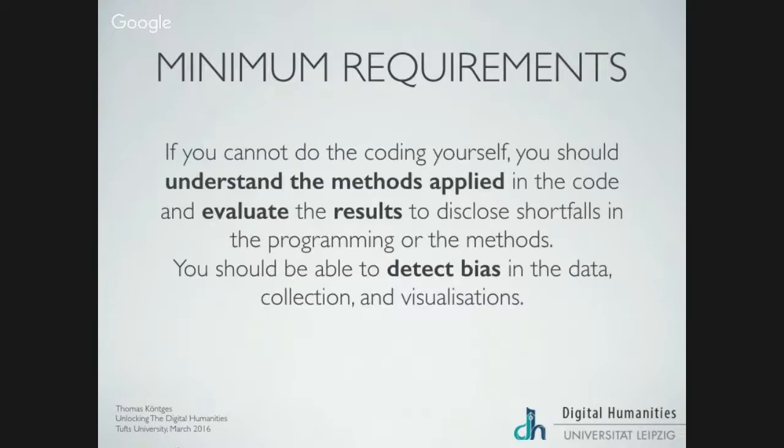So the minimum requirements, pretty much, for doing digital humanities, if you can't do the coding yourself, you should at least understand the methods applied. Yeah, you should be able to evaluate the results, and you should be able to detect bias. So then you can work in collaboration with computer science, with developers, and so on in a meaningful way. And it's often not done in a meaningful way, especially in the gold rush times of digital humanities. There are a lot of things that went a bit astray.